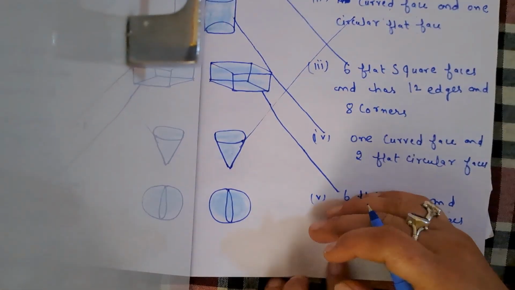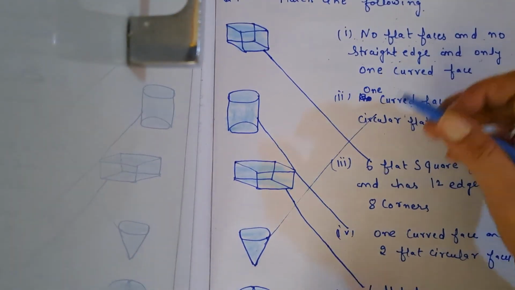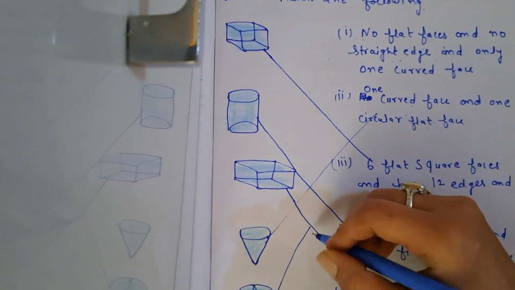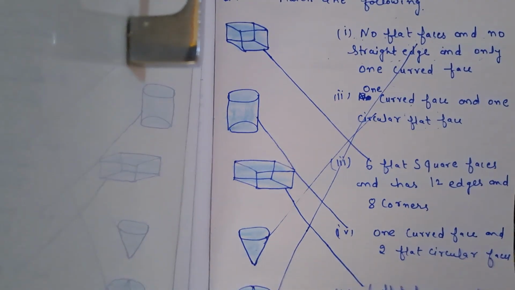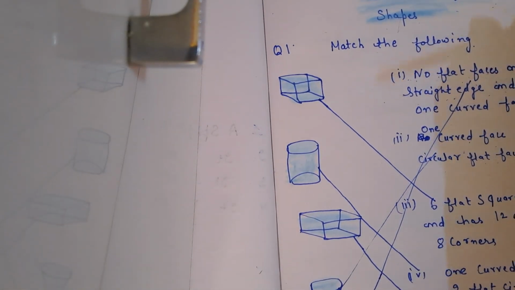Okay, now the last one is the figure of this sphere. So only one is left, that means this figure will match to this. Okay, so this is the first question. Now let's see the second.